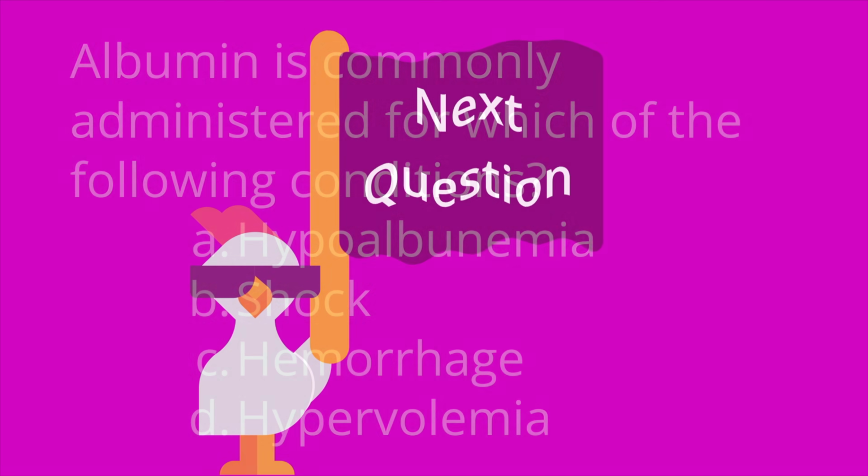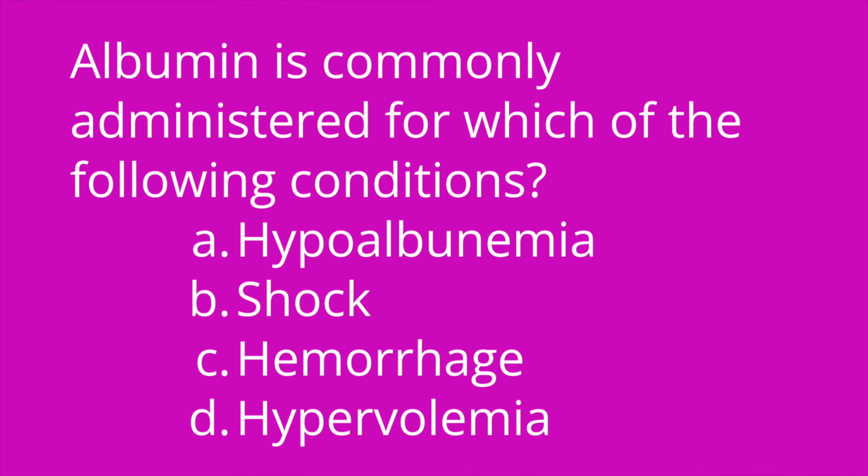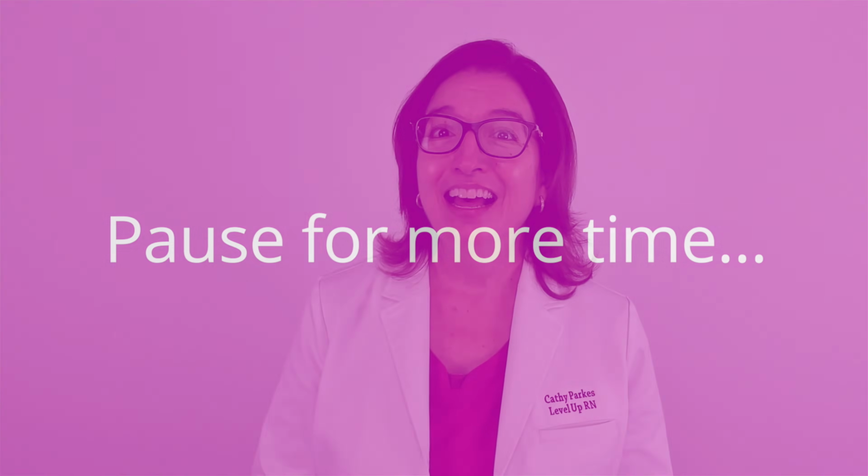Question number 2, albumin is commonly administered for which of the following conditions? A, hypoalbuminemia, B, shock, C, hemorrhage, and D, hypervolemia. The answers are A, B, and C.